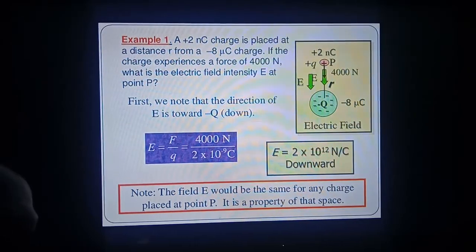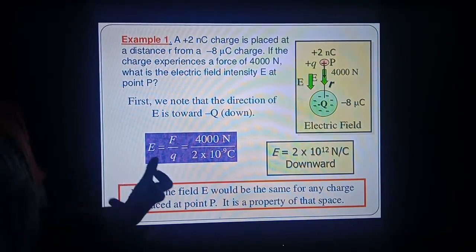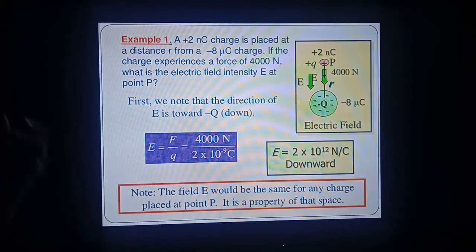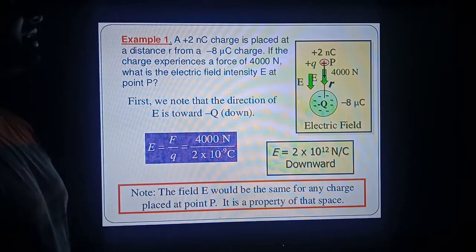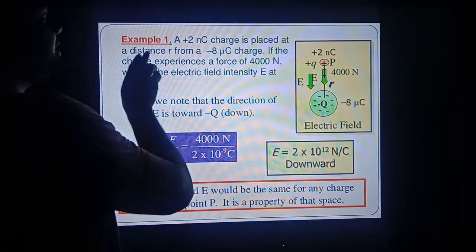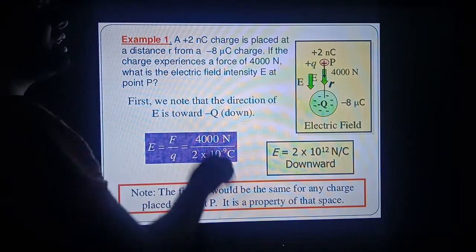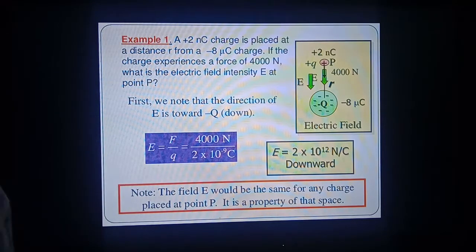Today we will see the numericals on electric field or electric dipole. Let's see the first numerical. A +2 nanocoulomb charge. Nanocoulomb means 10 raised to power minus 9. The charge is placed at a distance r from a -8 microcoulomb charge.